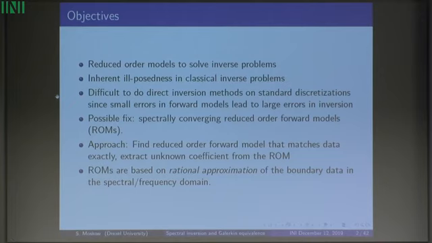The reason this might relate to some other things talked about here is that these reduced order models are based on rational approximation of the transfer function, at least in this spectral domain setting we're looking at. These are based on rational approximations of the boundary data in the spectral or frequency domain.